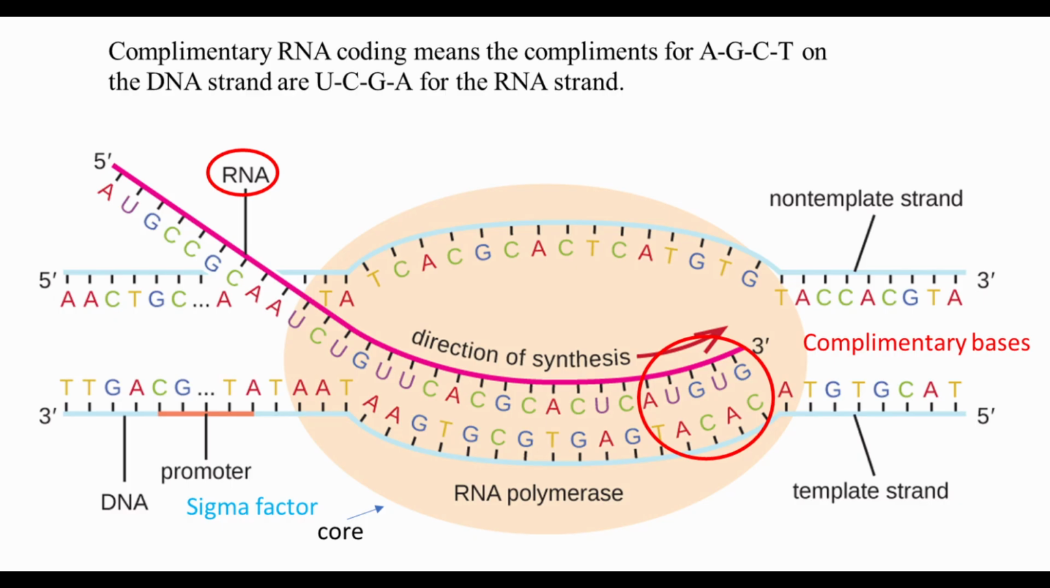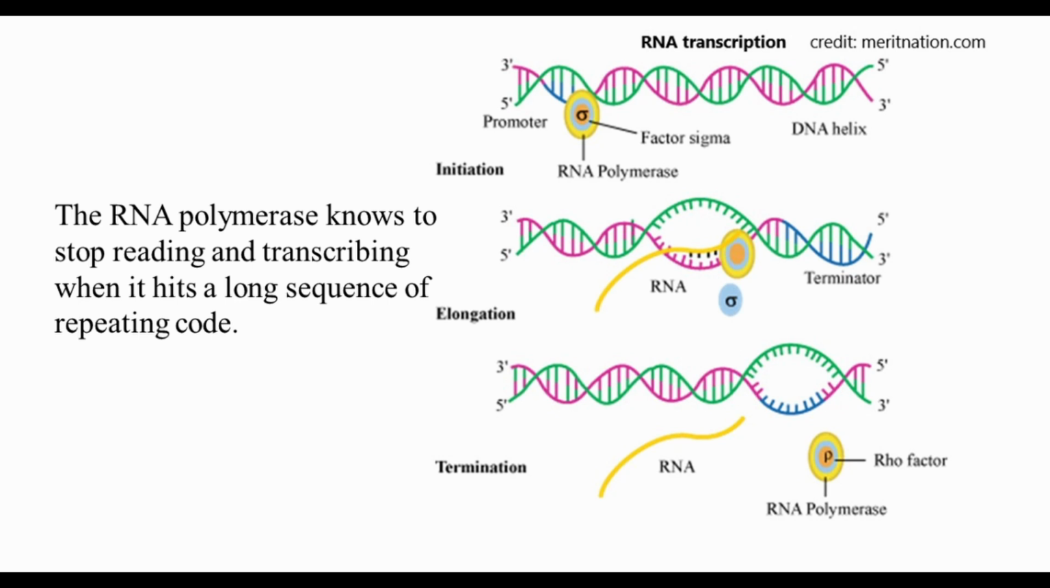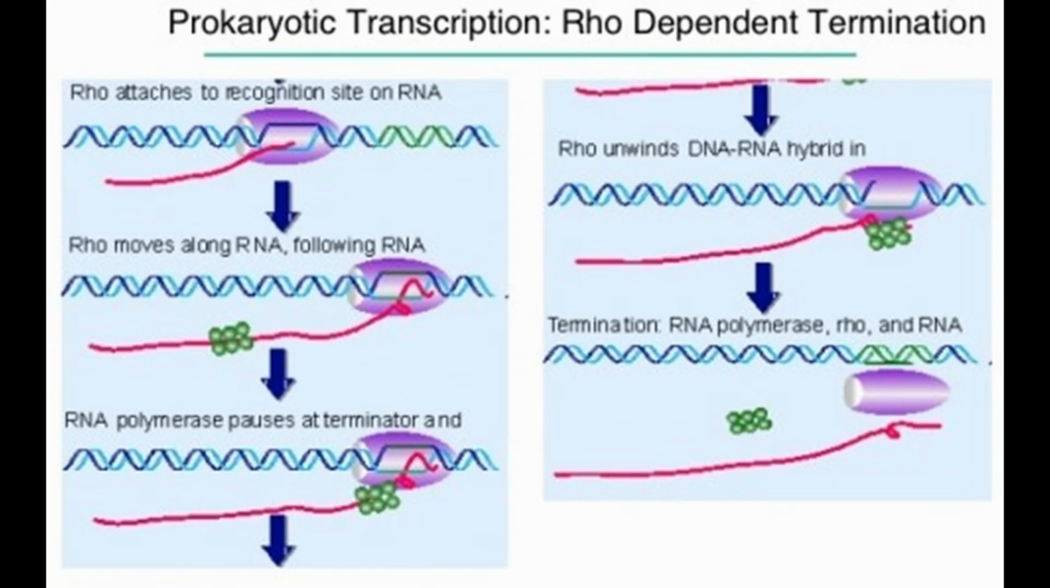The RNA polymerase knows to stop reading and transcribing when it hits a long sequence of repeating code. In rho termination, a rho protein climbs the RNA and simultaneously cuts the RNA and knocks away the RNA polymerase holoenzyme. Rho termination is illustrated in the figure.